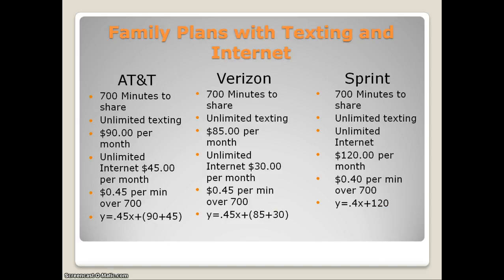Family plans with texting and internet. AT&T offers you 700 minutes to share, unlimited texting, $90 per month. Then they charge an extra $45 per month for unlimited internet. They charge you 45 cents per minute over your 700. So y equals 0.45x plus 90 plus 45. The 0.45x comes from your cost per minute over 700, and then 90 plus 45 is your monthly charges for your plan and then your internet.